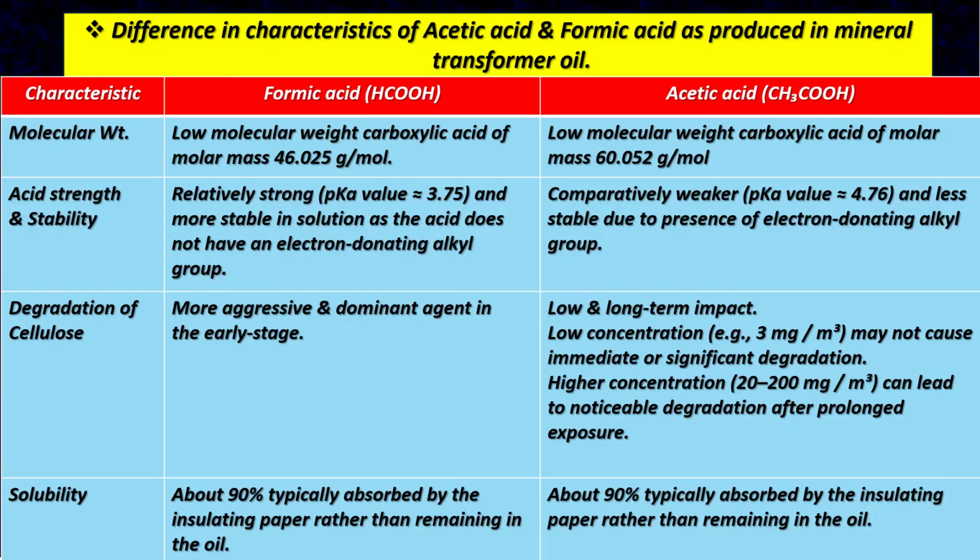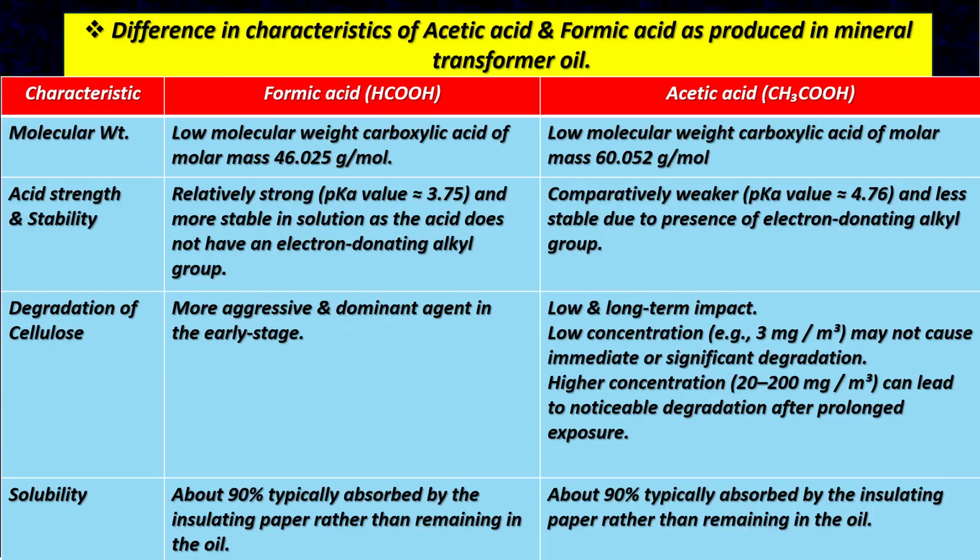Acid strength and stability: formic acid is relatively strong, with a pKa value of 3.75 at 25 degrees centigrade, and more stable in solution as the acid does not have an electron donating alkyl group. Comparatively, acetic acid is weaker, whose pKa value is 4.76 at 25 degrees centigrade, and less stable due to the presence of an electron donating alkyl group, that is CH3.